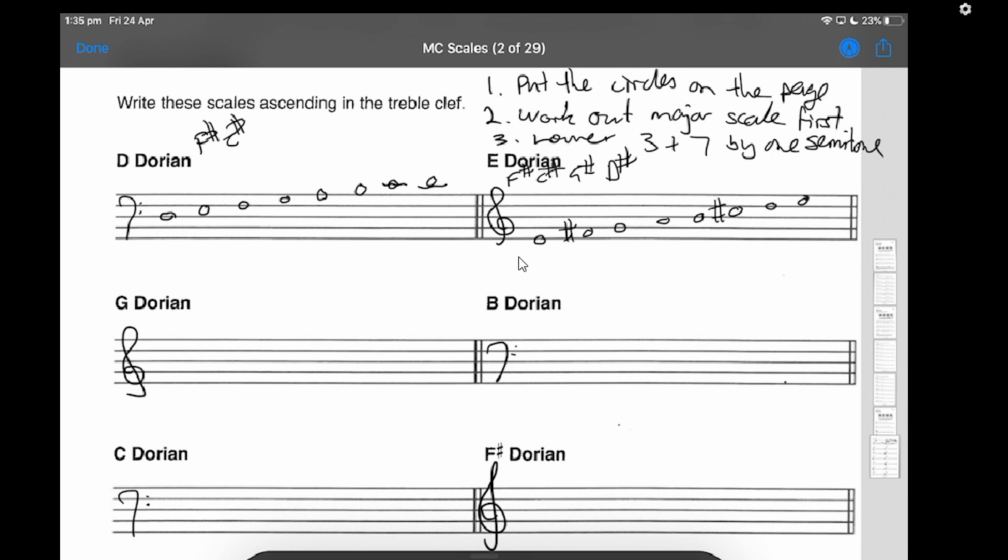We say it's related to D major because it is just D major but starting on its second note and ending on the second note.